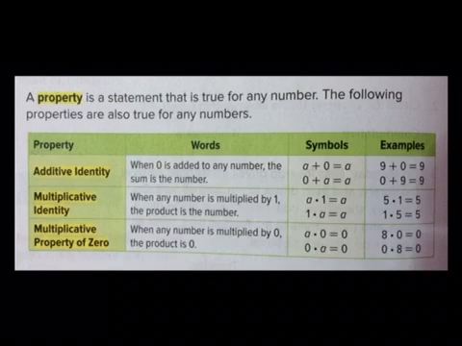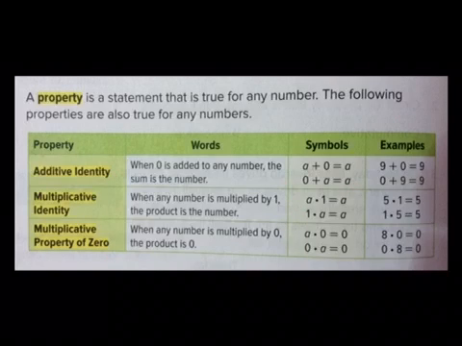Please review this table on your own, but all I want to address is that a property is a statement that is true for any number. The following properties are also true for any number. For example, multiplicative property of 0. Any number multiplied by 0 will be 0. That's an example. Go ahead and read these and look at the example.